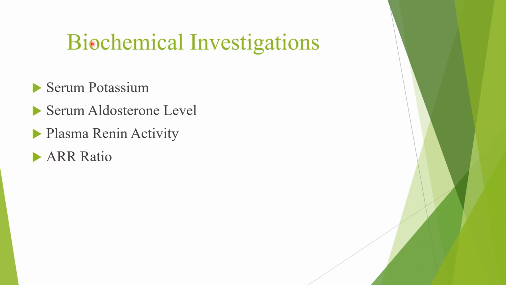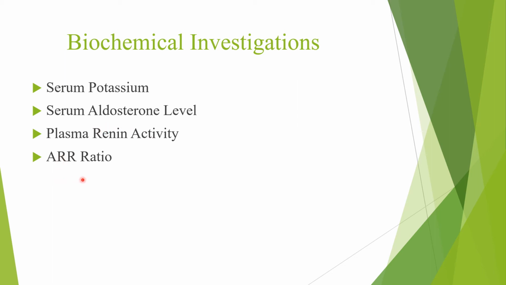So these are the biochemical investigations that should be carried out in every patient with primary hyperaldosteronism. These are serum potassium, obviously hypokalemia, present in 40% of the cases with primary hyperaldosteronism. Then serum aldosterone level, obviously it is markedly elevated in patients with primary aldosteronism, while plasma renin activity is suppressed because of negative feedback in these kinds of patients.